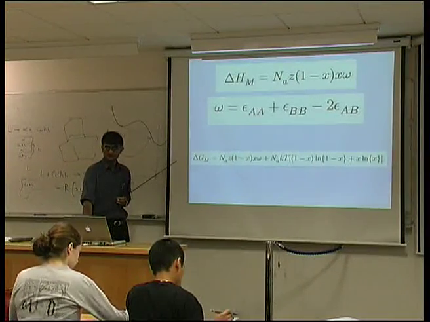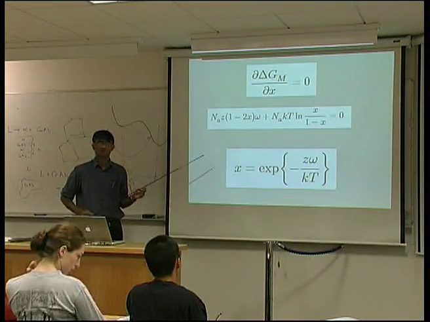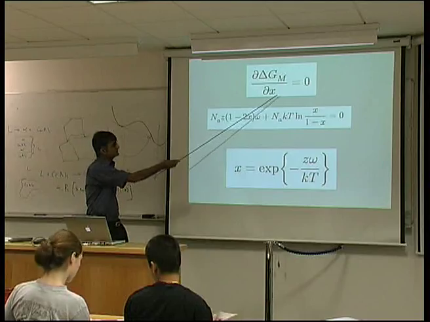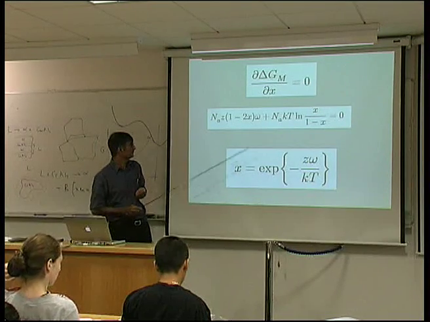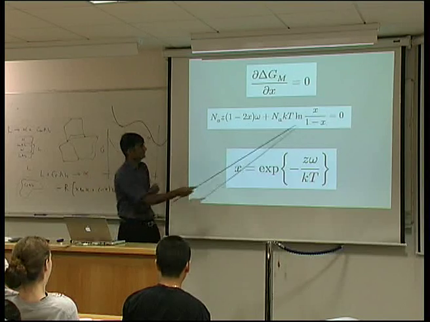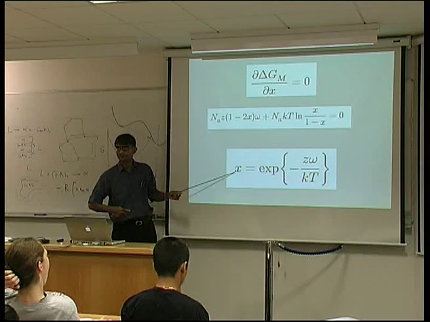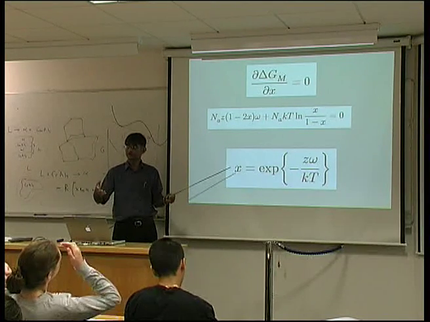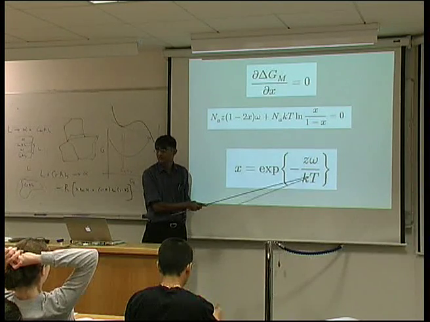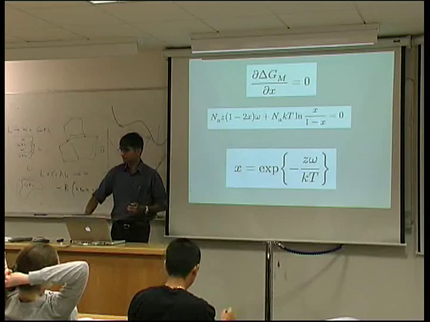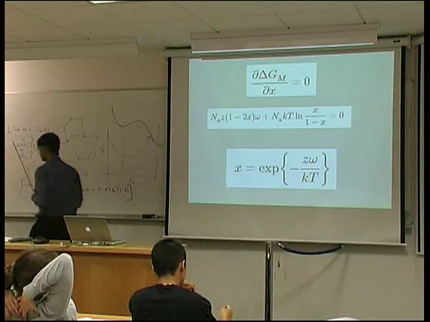Okay, so if I now differentiate this with respect to x and set that to 0, then that gives me the condition for finding the minima. So I get this equal to 0, and the concentration of solute in alpha as a function of temperature varies exponentially with temperature. And that's why we have phase diagrams.